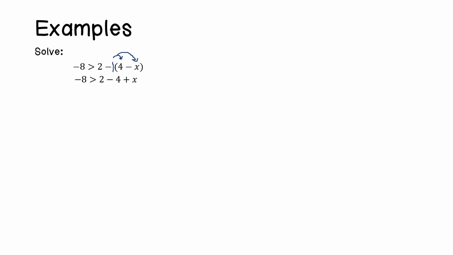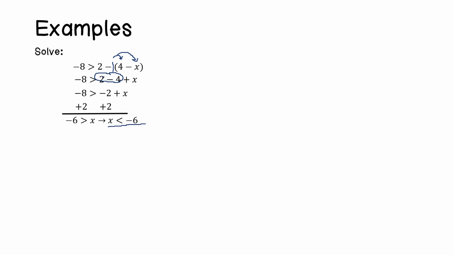So I have 2 minus 4 plus x. And then I can combine my 2 and my 4, right? Because they're like terms. So I get negative 8 is greater than negative 2 plus x. I want that x alone, so I am going to add 2 to both sides. And I get negative 6 is greater than x. And I can reverse that, right, to put the variable on the left. It becomes x is less than negative 6.